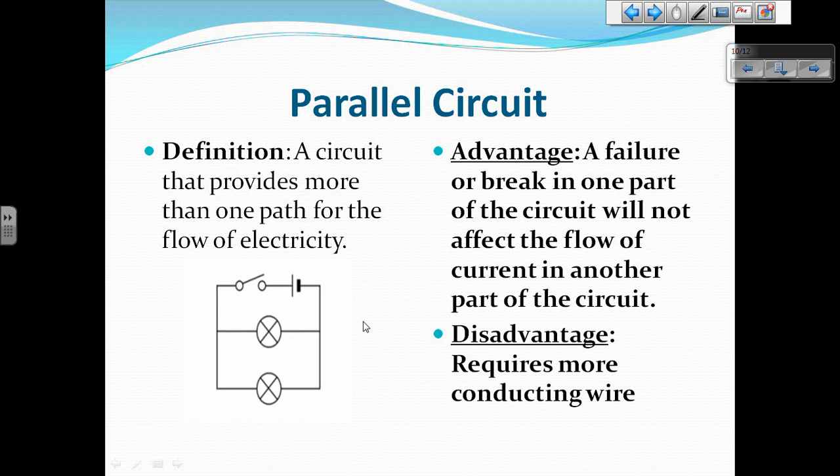The advantage of a parallel circuit, which was actually the disadvantage of a series circuit, is that if you have a failure or a break in one part of the circuit, it will not affect the flow of current in another part of the circuit. So that means current will continue to flow. The disadvantage, however, of a parallel circuit is that since you're trying to create all these different paths, you are going to require more conducting wire in order to create parallel circuits.